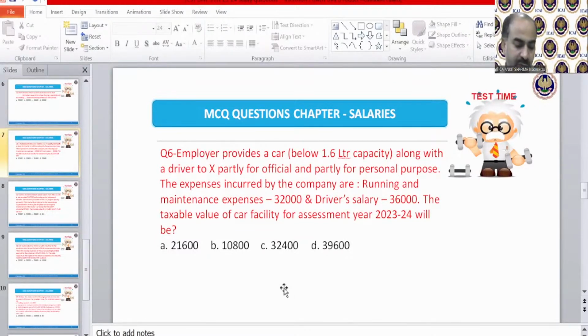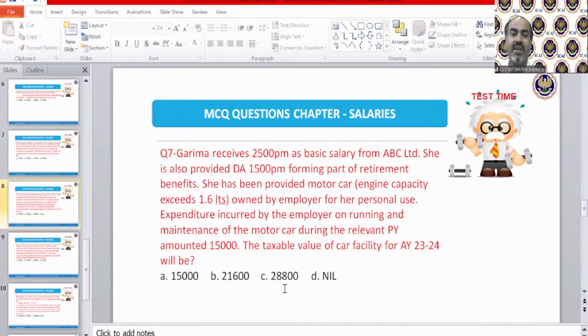The correct answer is, of course, C, because it will be 1800 rupees per month plus 900 for the driver. Multiplied by 12, that will be 32,400. Next is: Garima received 25,000 per month as salary from ABC. She was also provided DA of 1,500 per month, forming part of retirement benefit. She has been provided a motor car.